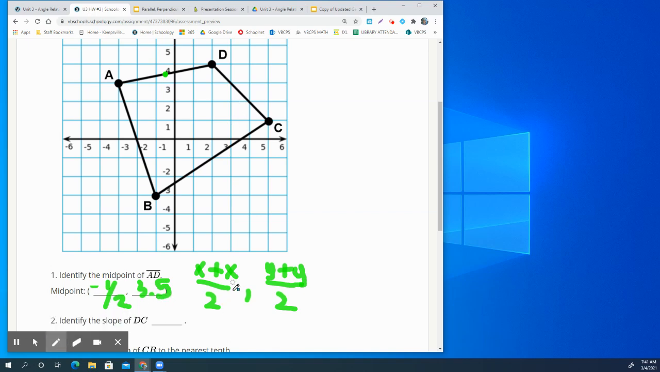So then we go over to DC. What are we finding for DC? Slope. So if I go down 3, is that positive or -3? -3, I went down. And I go right 3, is that +3 or -3? Negative. And -3 divided by +3 is -1. This is a negative slope, it's going down.